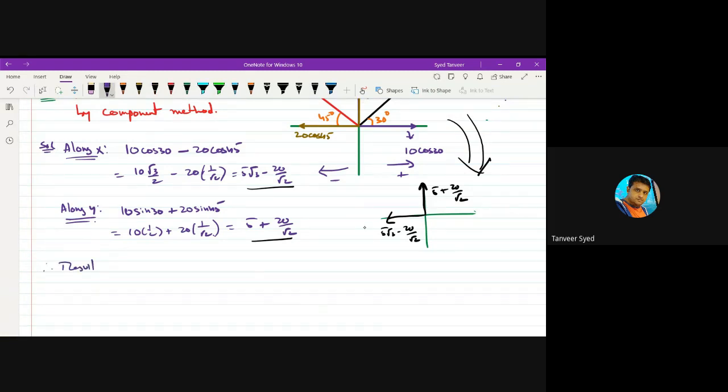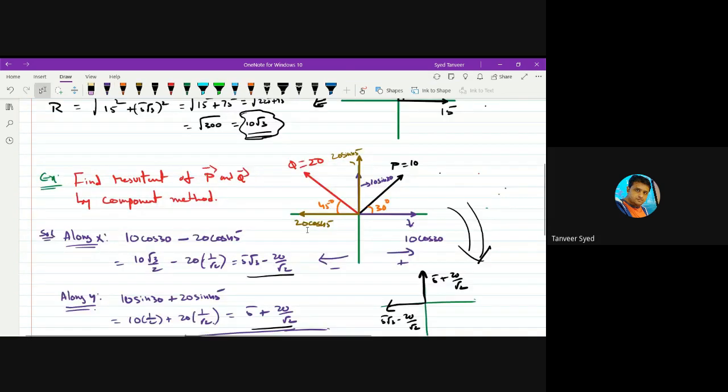Therefore, resultant is parallelogram. Root of 5 plus 20 by root 2 whole square plus 5 root 3 minus 20 by root 2 whole square. Don't worry about the simplifications. In exam, if you get a question, the numbers that will be framed will be such that you will get the answer easily. I'm here just giving you for practice. So you'll get some resultant here.